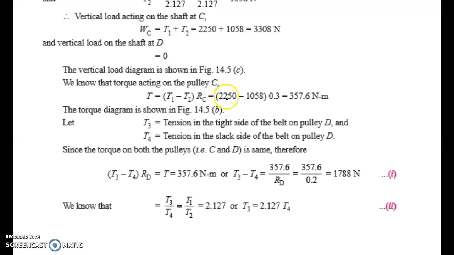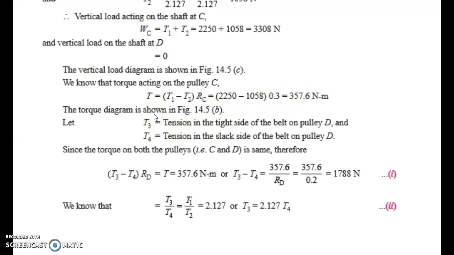T1 is equal to 2250, and what is the value of T2? That is equal to 1058. RC is already given. If we substitute these values, we will get the value of torque at C is equal to 357.6 Newton meter. We need this value. I can explain how it is used in our equation.